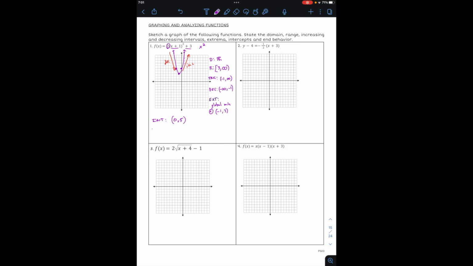End behavior, we have as x goes to infinity, f of x is off to infinity. As x goes to -infinity, f of x is also off to positive infinity. So it's symmetric, we're both off to infinity either way we go.